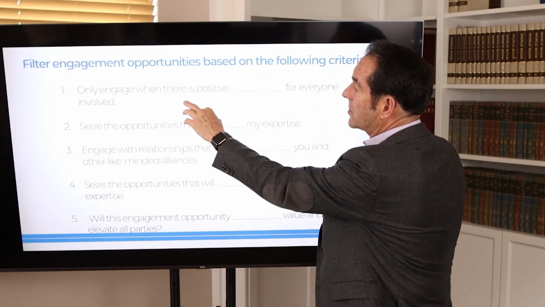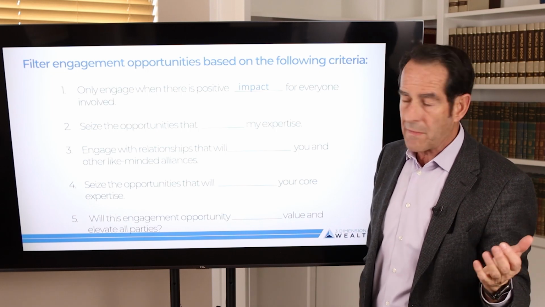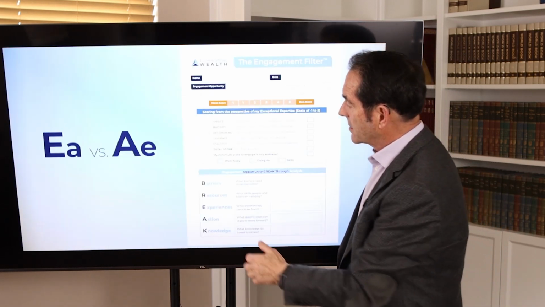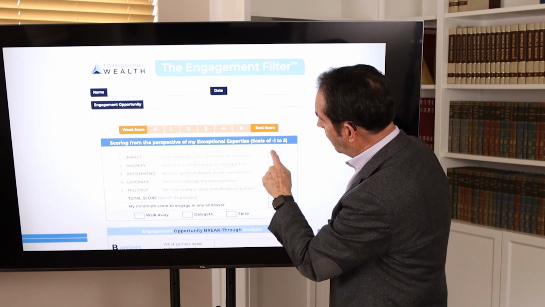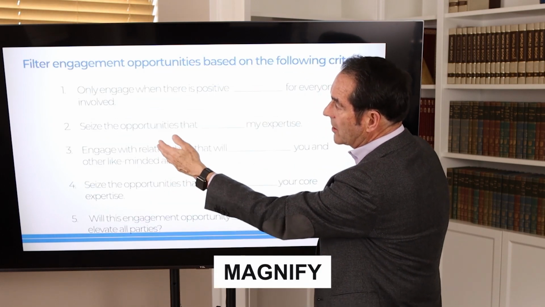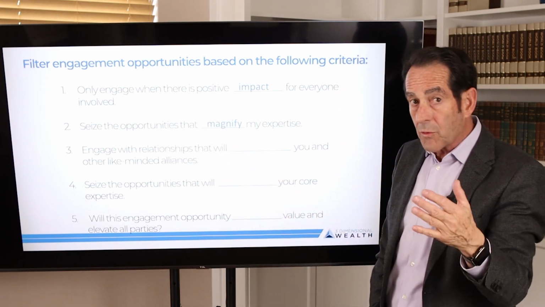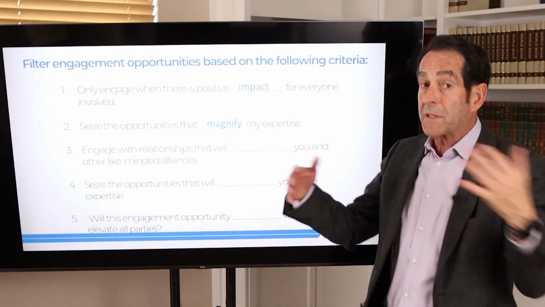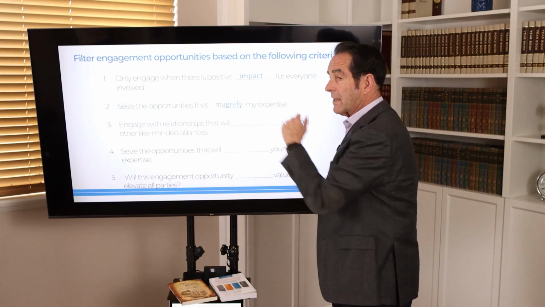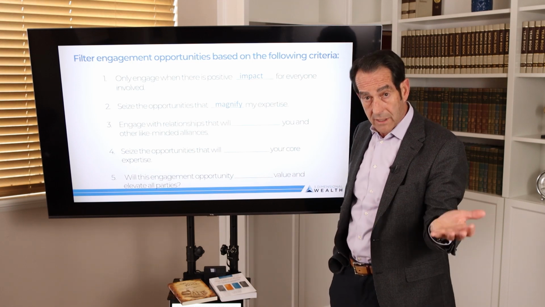I only engage when there is a positive impact for everyone involved, and so I will score myself back here on this based upon a scale of -1 to +5 on impact. Next would be magnify. So you want to seize the opportunities that magnify my expertise, and so I'll rank it. Is this going to magnify? Is this going to cause me to stretch, enhance? And if that does, then I might score it 4 or 5. If it doesn't, then it's a -1 or a 0.